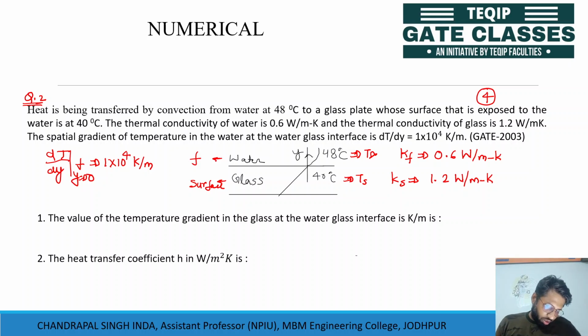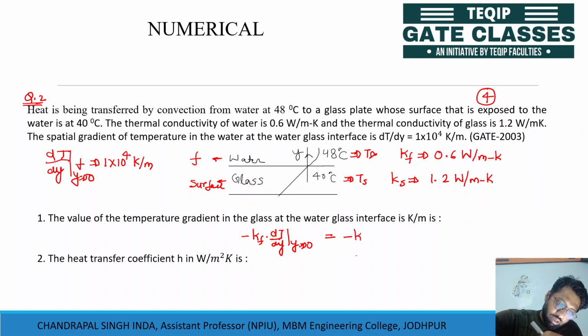Let's have the first part: the value of the temperature gradient in the glass at the water glass interface. At the interface we know that the conduction in the water, Kf dT by dy at y equal to 0, is equal to the conduction in the solid, minus Ks dT by dy at y equal to 0.